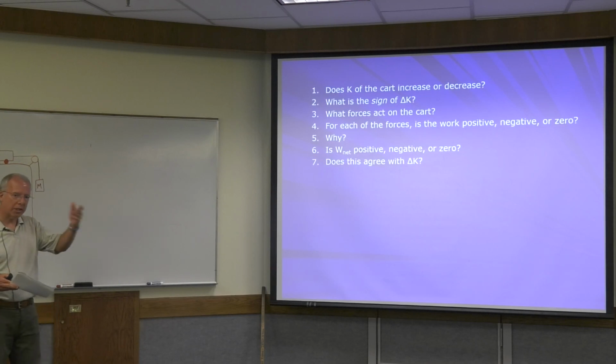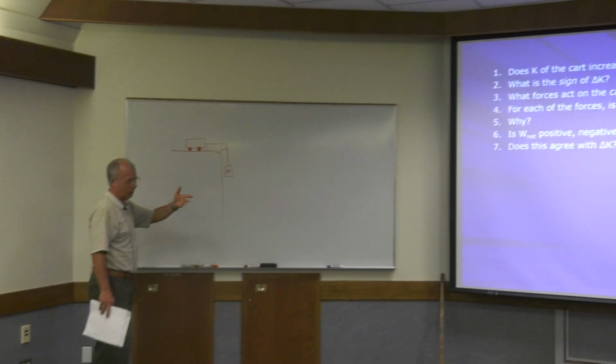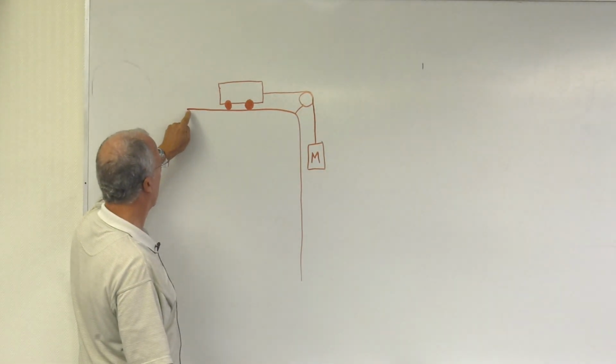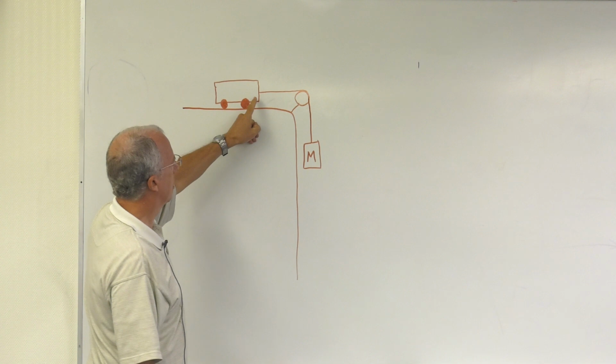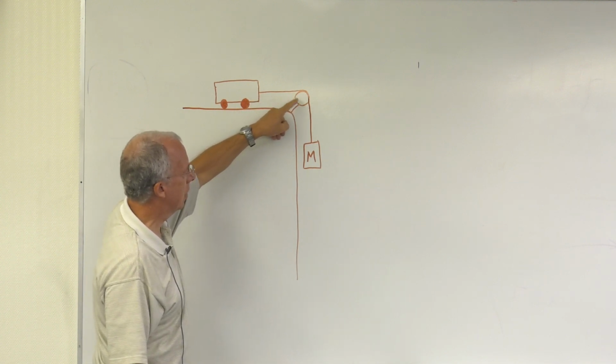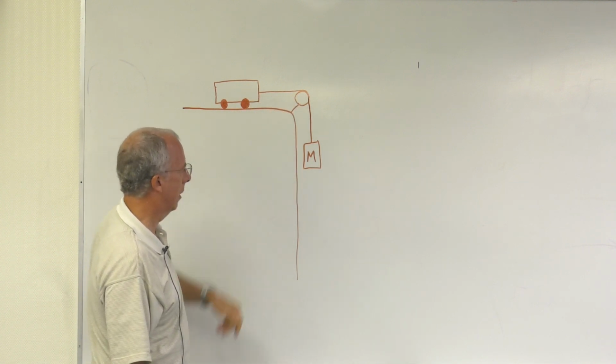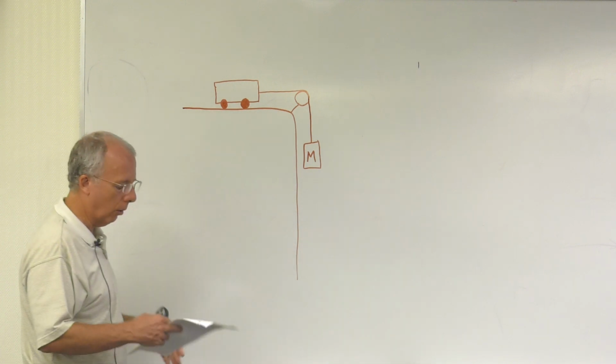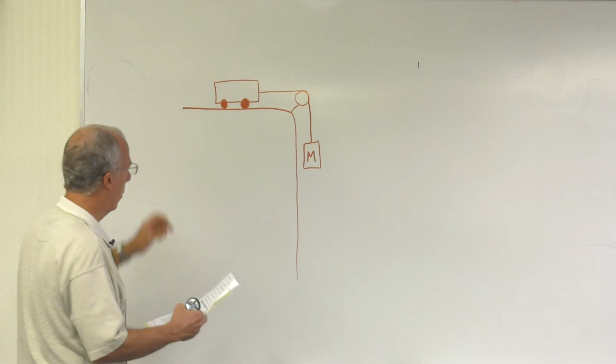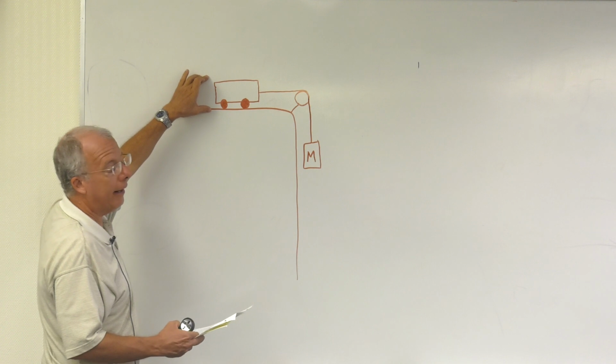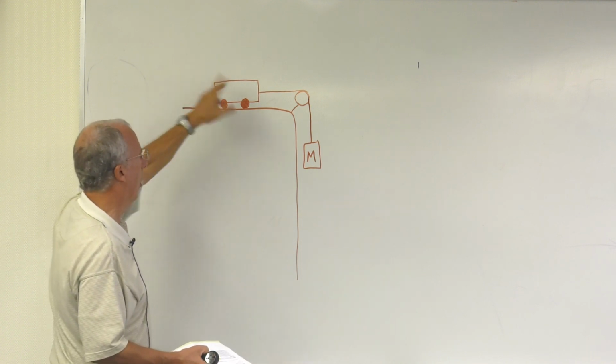Okay, so we want to just get a little practice with this. So just pretend I'm doing this demonstration. So here's a cart, string, frictionless, massless pulley, string with a mass. And we want to ignore friction, all right? So we're holding this cart, and then we let go. Okay, so we let go.